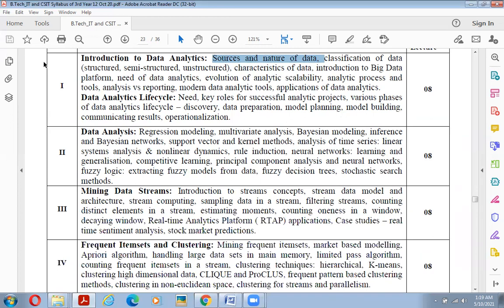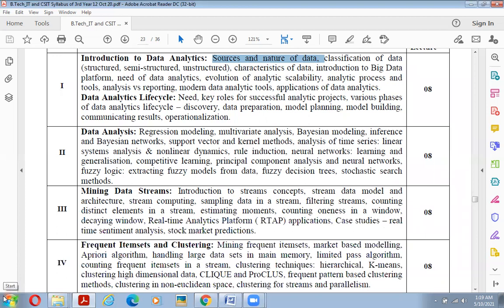After this brief introduction, we move towards some practical applicative data analysis techniques: regression modeling, multivariate analysis, Bayesian modeling, inference, and Bayesian networks. Then we have support vector and kernel methods. Then we have analysis of time series, where we have system analysis, nonlinear analysis, and dynamics.